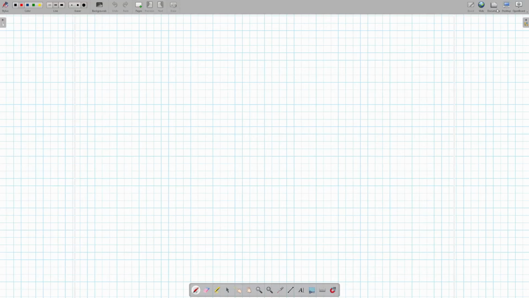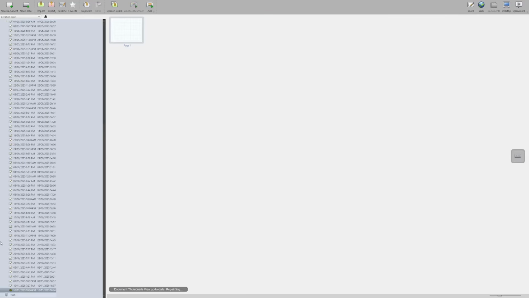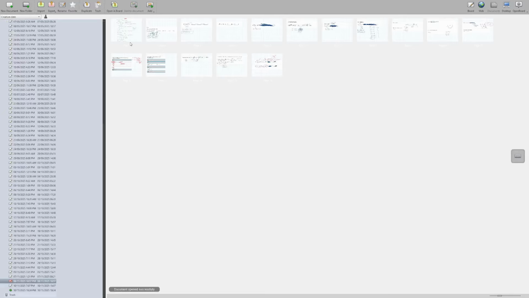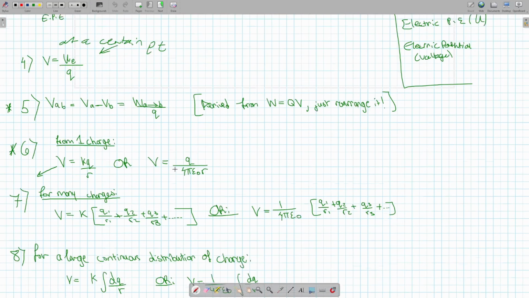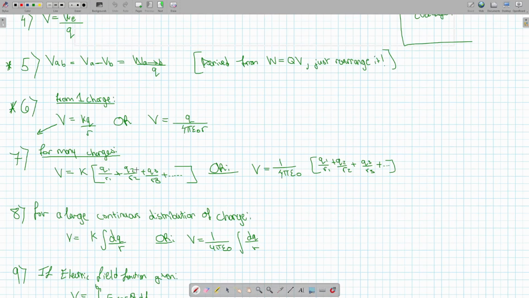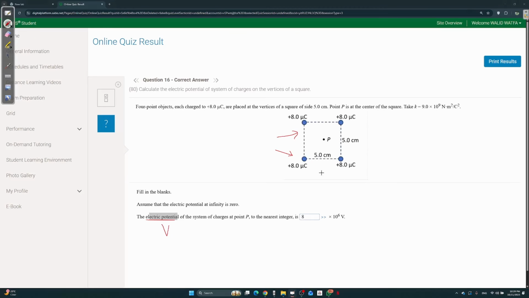It's right here. Oh, tell me I lost it. No, it's here, okay. Over here. For voltage, if you want to find electric potential, there's a lot of charges. It's simply K times Q1 over R1, Q2 over R2, Q3 over R3. So let's do it. This is point P. So V is equal to K times Q1 over R1 plus Q2 over R2 plus Q3 over R3 plus Q4 over R4. Right?